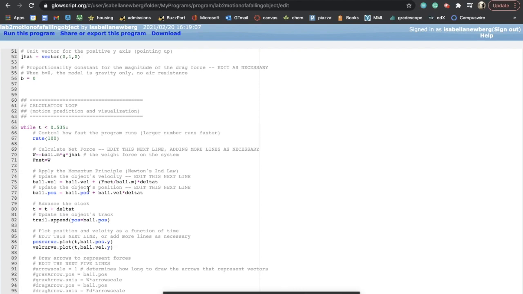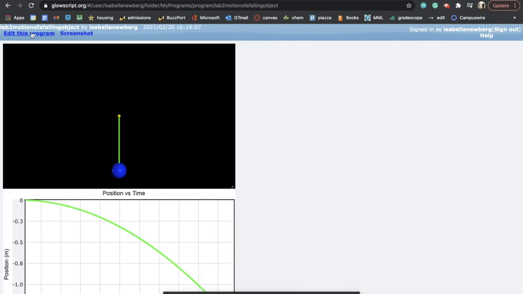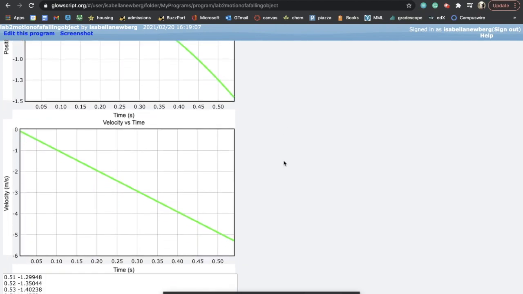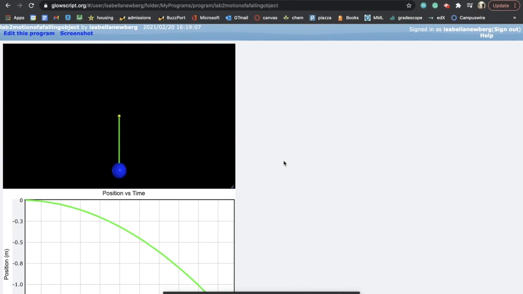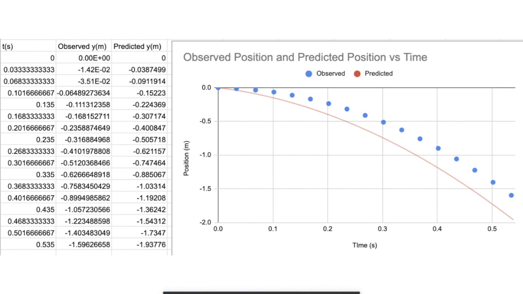And then for this model, we are only observing gravity with the arrows and no other forces. And it has a constant velocity because only gravity is impacting this. As we see in the plotted data points, the observed and predicted data do not line up, and this is because of drag force. The predicted data is falling a lot faster than the observed data, so to account for this key difference, we'll go back into GlowScript and add in drag force.